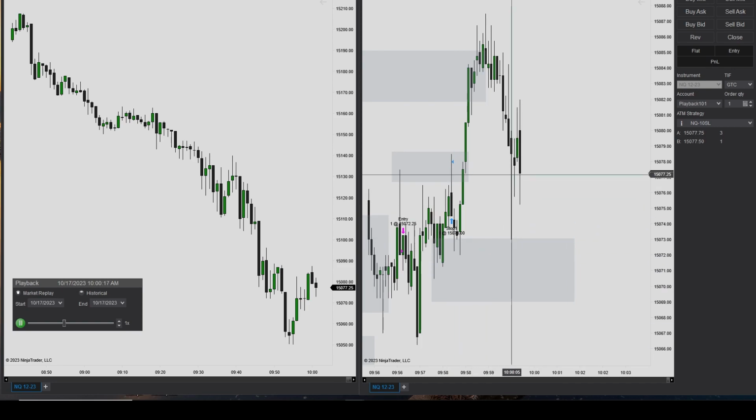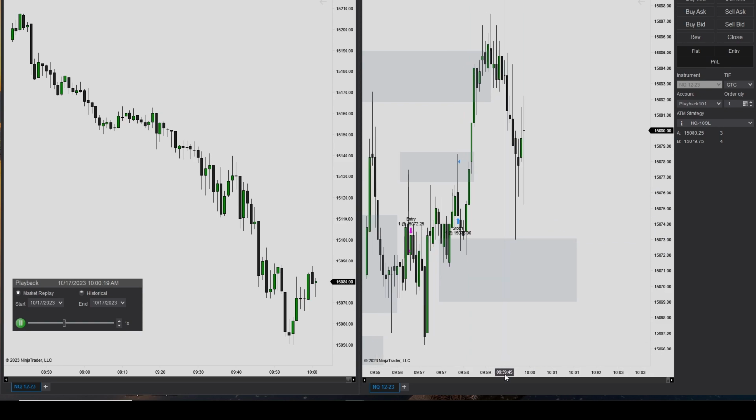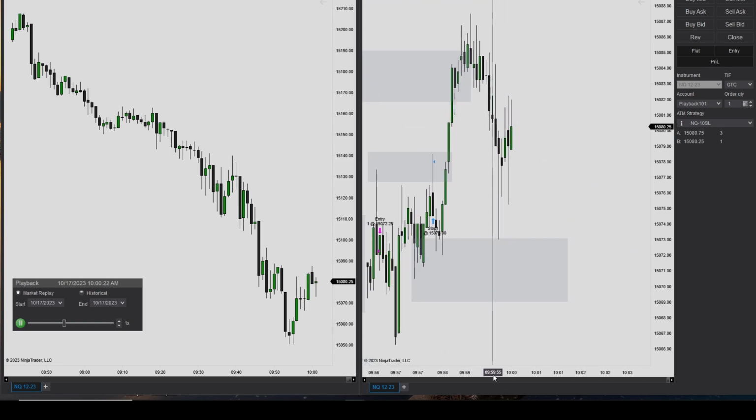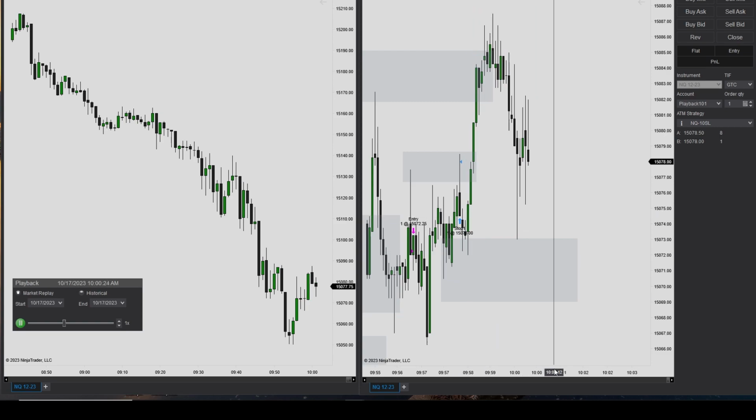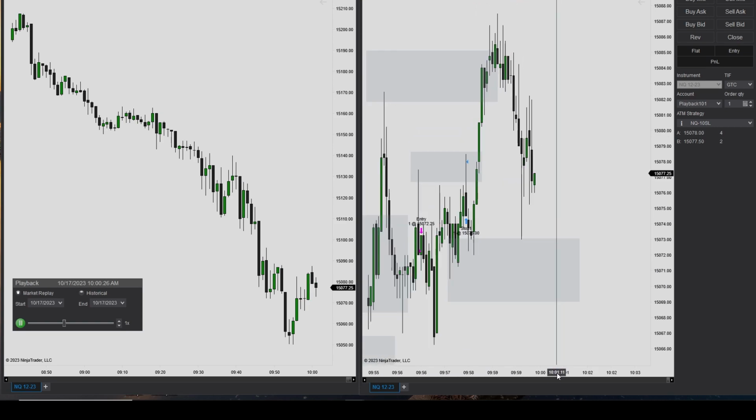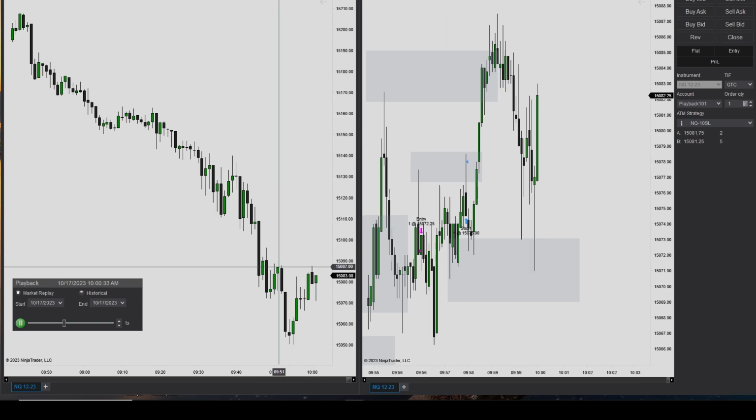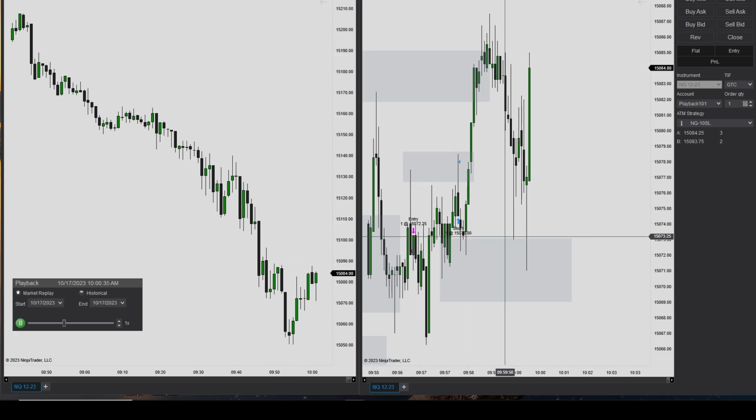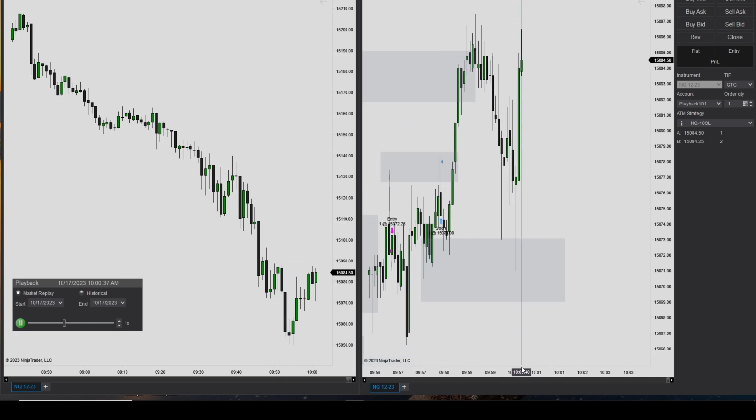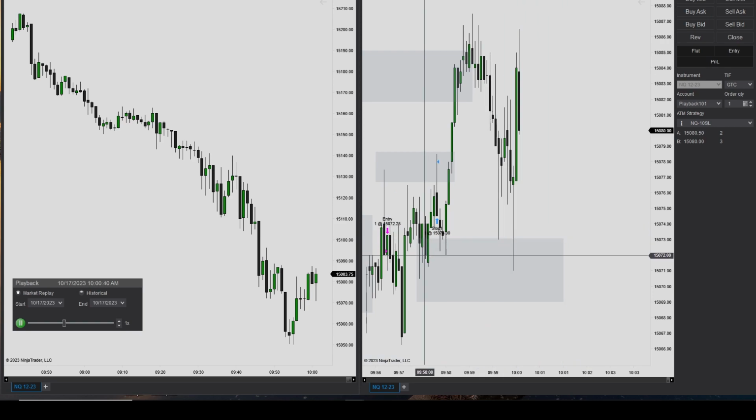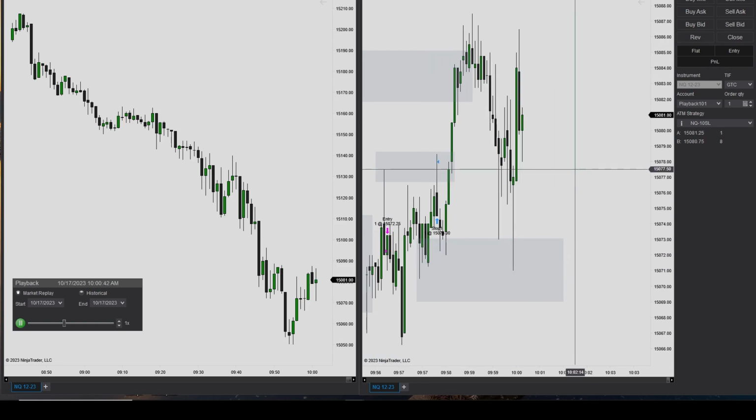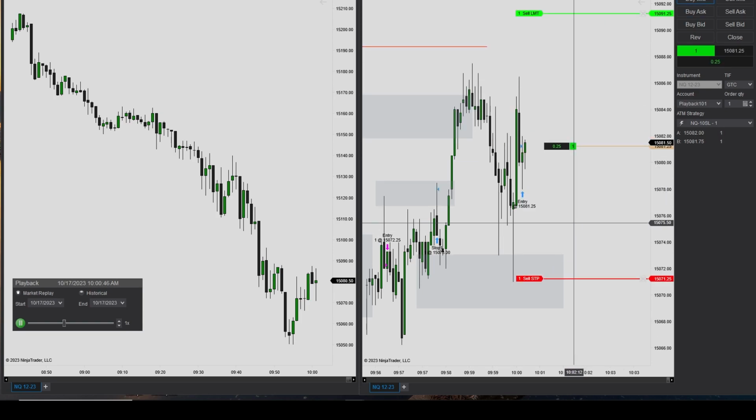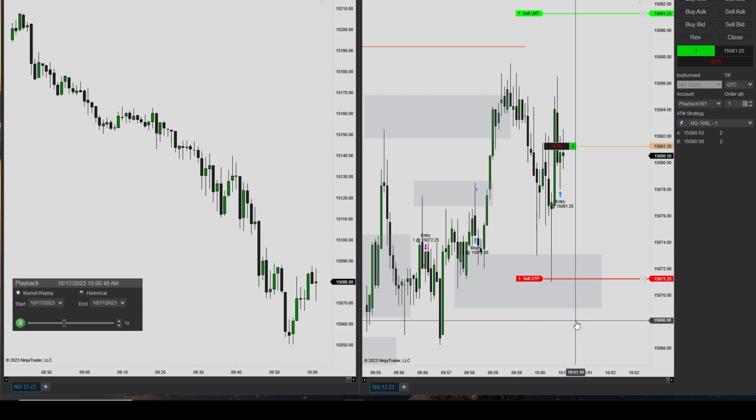10 a.m. news, I don't know if there was news today. And so I'm just going to let it play out. We didn't break this high up here on the 1 minute, but we may be looking to get there. So, oh, there we go. 5 seconds is so fast. We took this liquidity down here, so I'm going to get long.